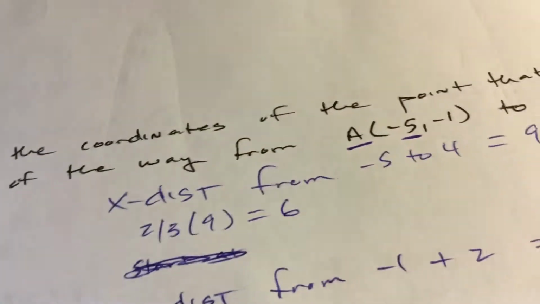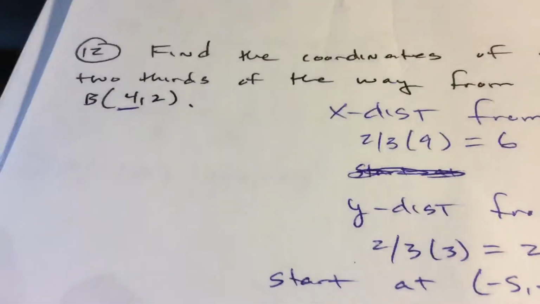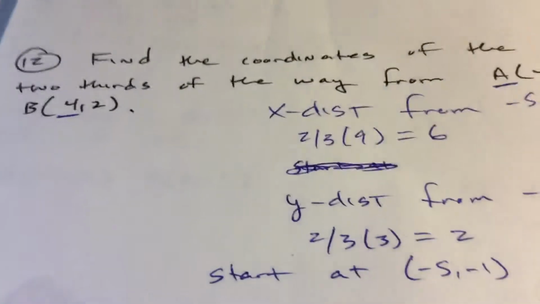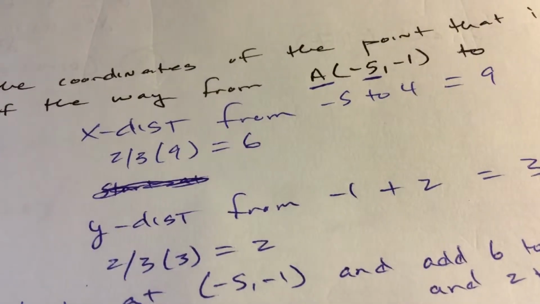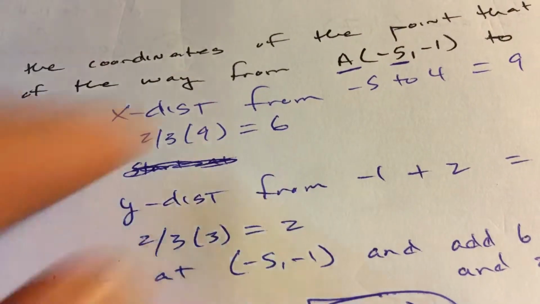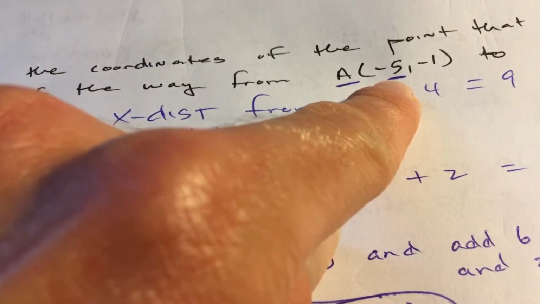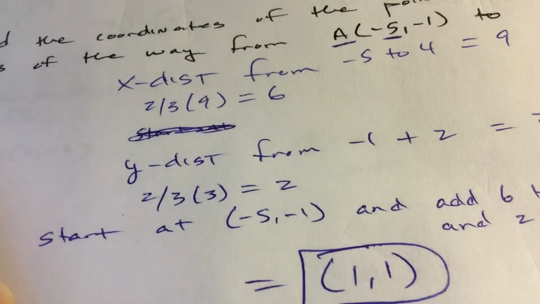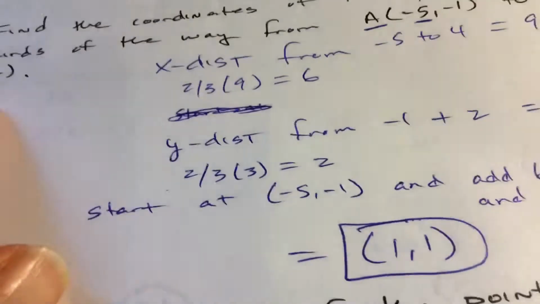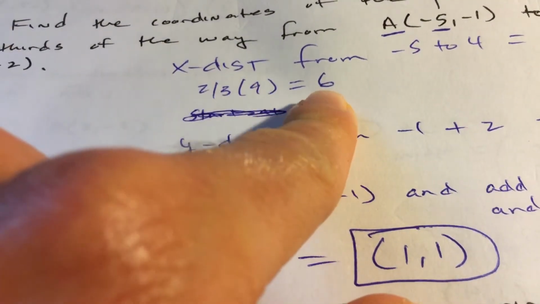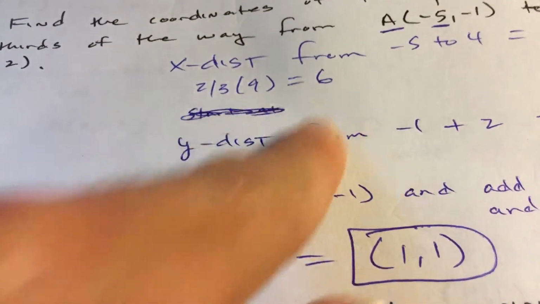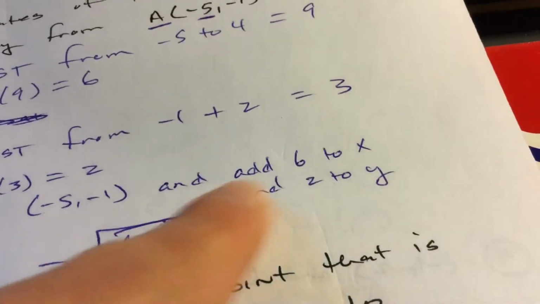All right, probably the hardest, well, not yet. Let's take a look at number 12 here. Again, we'll talk about 12 in class. Find the coordinates of the point that is 2/3 of the way from A to B. So it's almost like midpoint, but I'm starting at A and I want to go 2/3 of the way to B. So first I need to figure out how far I travel in the x direction, from -5 to 4. From -5 to 4, that's a distance of 9. So 2/3 of 9 is 6. All right. So to figure out my x location, I start at -5 and I add 6 to it. And I'm going to end at 1 in the x direction.